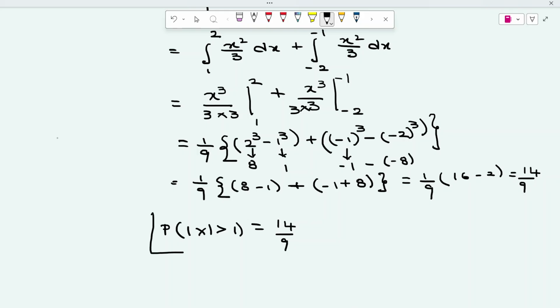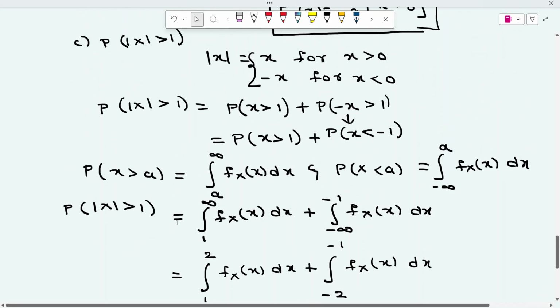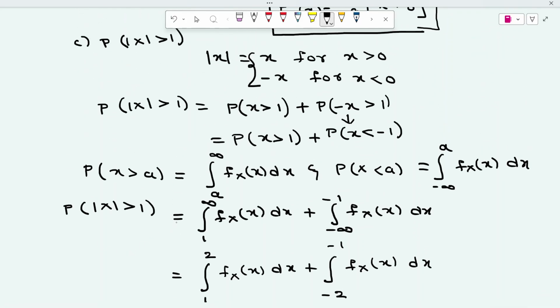So this is how we have to solve it if probability of mod x is given. Probability of mod x is given means we have to consider the value of x for x greater than 0 as well as for x less than 0.